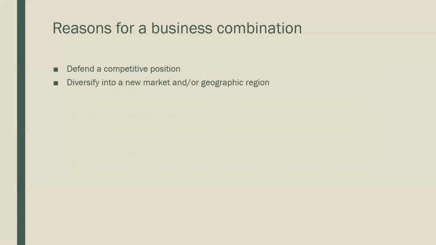Why will companies engage in a business combination? Some reasons that might be involved are to possibly defend or build on a competitive position, right? You want to thwart a competitor, so just take over that competitor. You may be looking to diversify into a new market or a geographic region, right? So that could involve Canadian companies looking to expand into Europe. Maybe a quicker way to get access to the European market might be to acquire a European company that is already established, because it can speed up the process, the regulatory process. So that might be a reason.